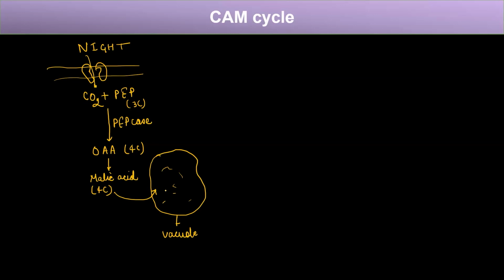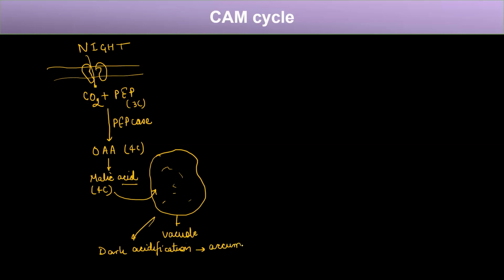And because this is an acid, and this acid is getting accumulated into the vacuole, this process will be called acidification. Because it is happening during the night, it is also known as dark acidification. So here, dark acidification is happening. And what is dark acidification? It is accumulation of malic acid in the vacuole during night time.